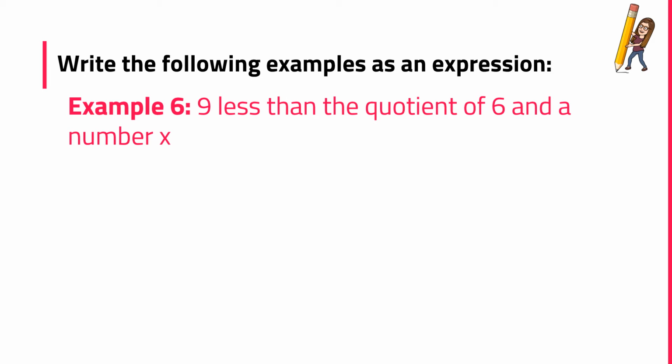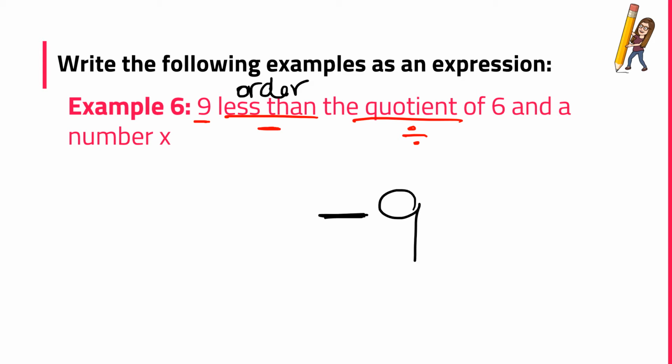Let's try another tough one. Let's look at all the vocab words. We've got number 9. Less than means subtract. Quotient means division. Let's try it out. Order matters here. Please write order above less than. If I have $9 less than you, then it's not 9 minus your money, it's your money minus 9. So 9 less than, this order does matter.